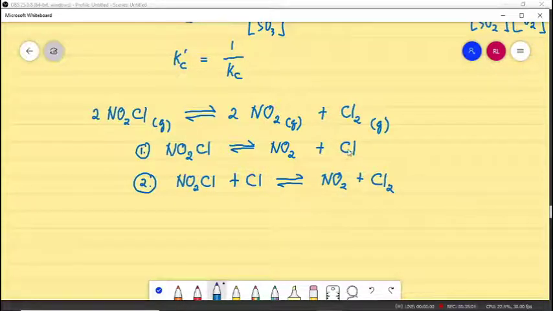Okay, nawala siya kasi although nabuo siya dito sa step na to, na-consume naman siya sa pangalawang step. Kaya, what appears in the general equation are just these 2 moles of, kasi meron tayong dalawang dito na nabuo, 2 moles of nitrogen dioxide and 1 mole of chlorine gas. Okay? So, meron itong, as you can see here, these mini steps, meron ding equilibrium na nabuo.